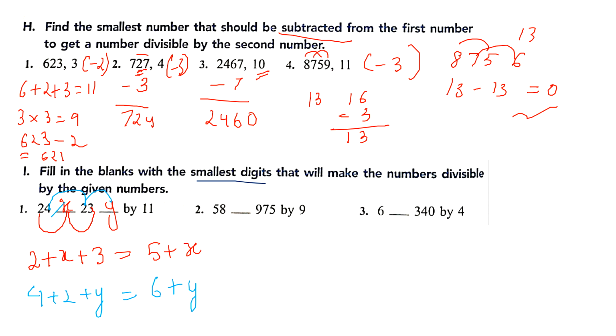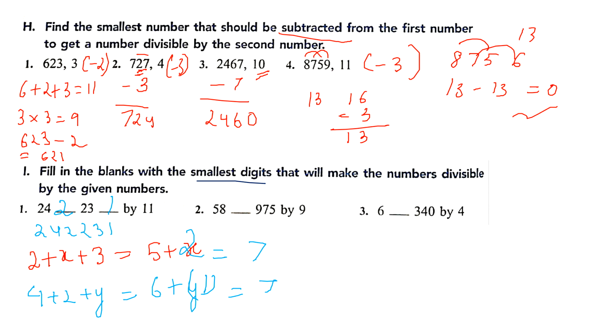So 5 plus how much? 5 plus, if you give it 2 here, this will make it 7. Okay, 6 plus, instead of y you can put 1, it will make it 7. So 7 minus 7 will become 0. So all you have to do is put the numbers as here 2 and here as 1. So your number will be 242231. It will be divisible by 11.